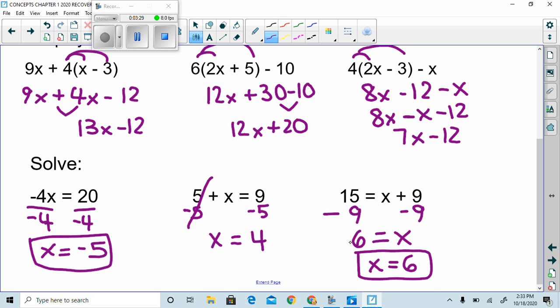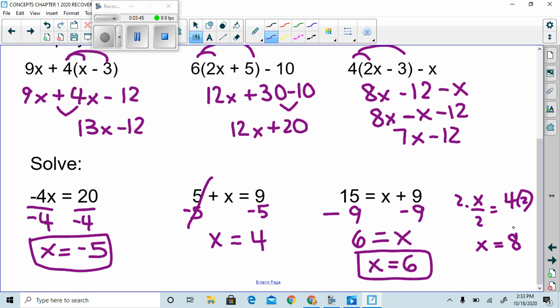We're going to add, subtract, multiply, or divide. An example of a divide would be if I had x divided by 2 equals 4. I would multiply both sides by 2, and I get x is equal to 8.